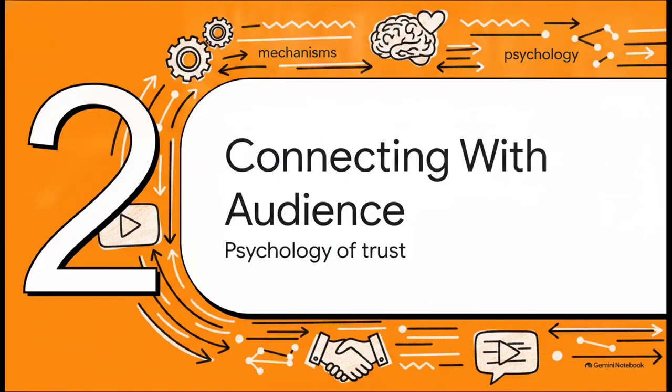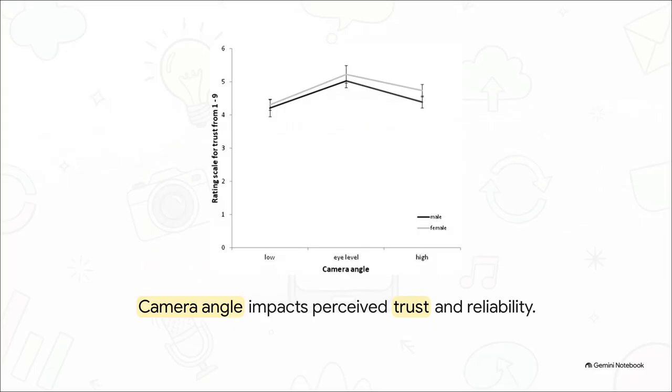Moving right along to Section 2, connecting with the audience. Let's dig into the psychology of building instant trust and intimacy. Take a look at this empirical data on camera angles. Researchers tested shooting subjects from all different heights, and the results are crystal clear. Shooting someone perfectly at eye level gets the absolute highest trust ratings. On the flip side, shooting from a high angle, looking down at the subject, statistically tanks trust scores by 0.8 points on a 9-point scale. It instantly creates this weird distancing effect and totally strips away the person's credibility.